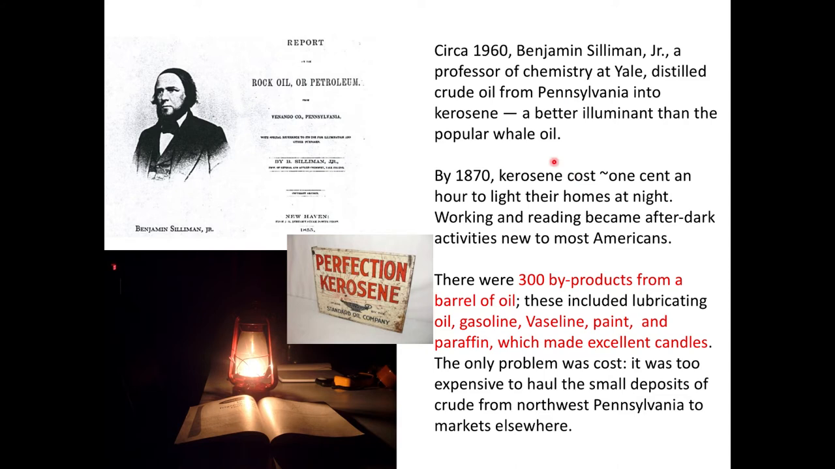Among the hydrocarbons that he was able to separate from crude oil was kerosene. And by 1870, kerosene, as I indicate here in the text, you could pay about a penny in the money at that time to light your home for an hour. Now, if you go back to 1870 and you Google how people illuminated their homes at night, on average, throughout most of the US and European countries, the favorite choice was whale oil.